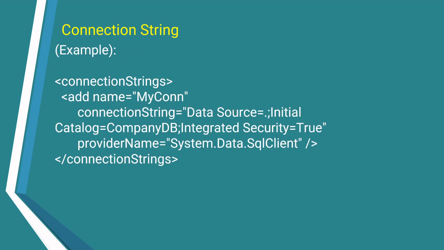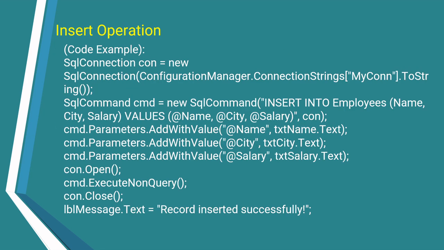To insert data, we create a command with parameters, open the connection, execute it, and close the connection. It's simple and secure. To update a record, pass the employee ID and the new values for city and salary. The command updates only the matching row.